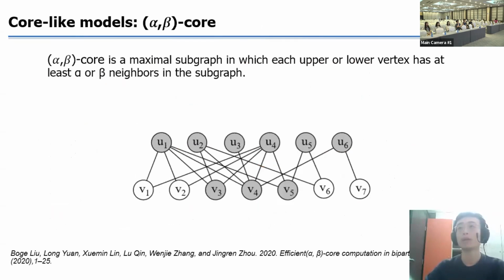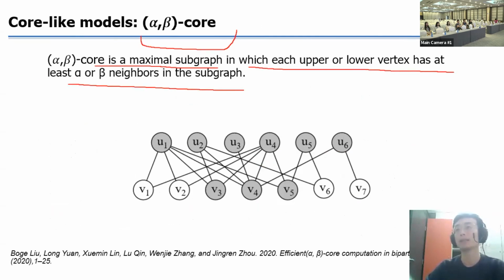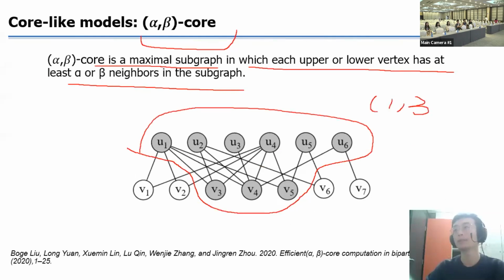Specifically, by using the degree function, the (alpha,beta)-core model is further investigated. The (alpha,beta)-core is the maximal subgraph in which each upper or lower layer vertex has at least alpha or beta neighbors in the subgraph. Here is an example of the (1,3)-core. This is because each upper layer vertex has at least one neighbor, and the lower layer vertices have at least three neighbors. The intuition behind the (alpha,beta)-core model is that, compared with the traditional k-core model, the vertex degrees on two different vertex layers can be very different. So we need to use different thresholds for different layers.